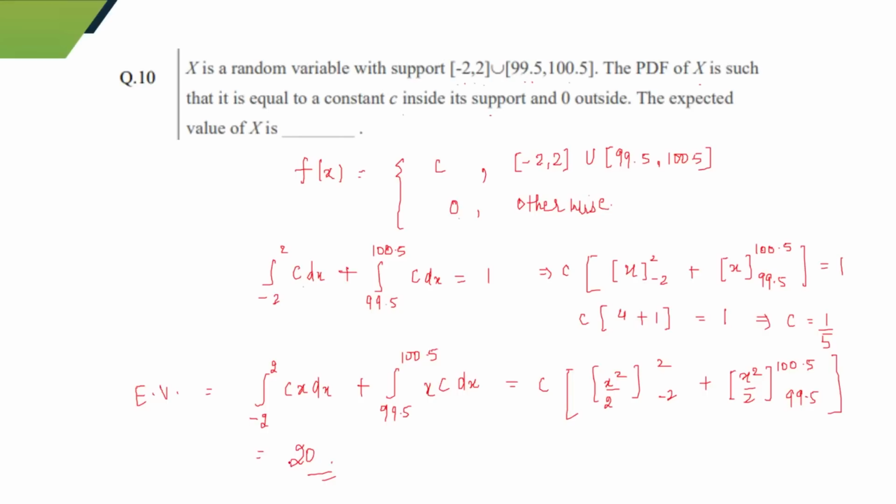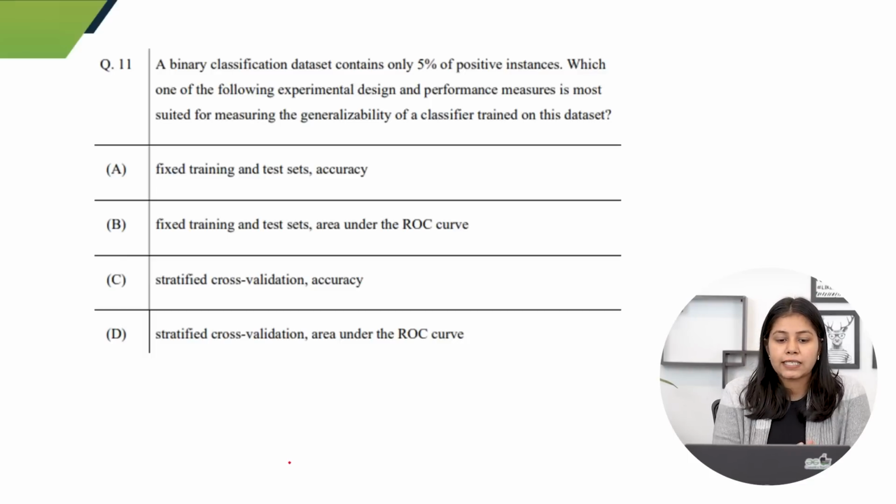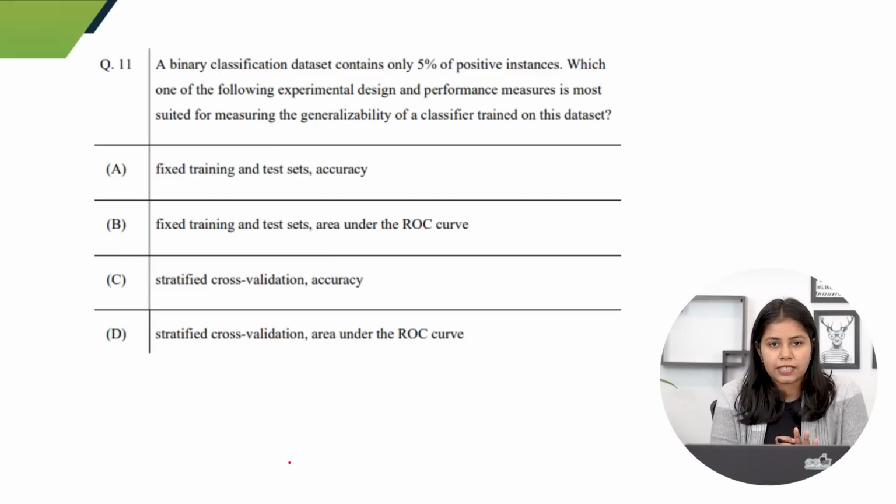Now let's see the next question. This is again a question from machine learning. It says that a binary classification data set contains only 5% of positive instances.